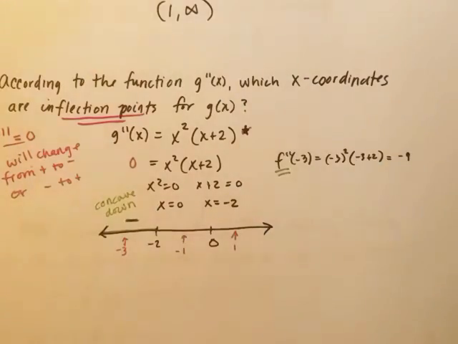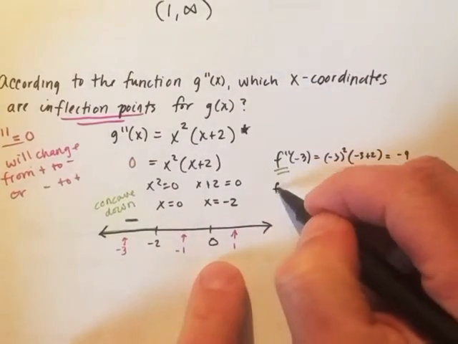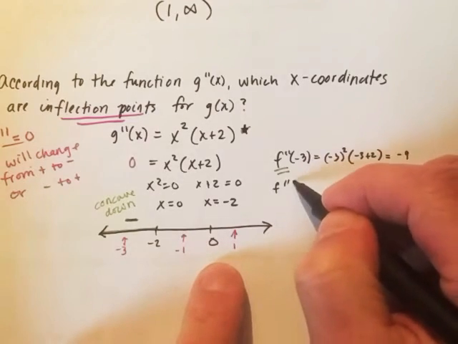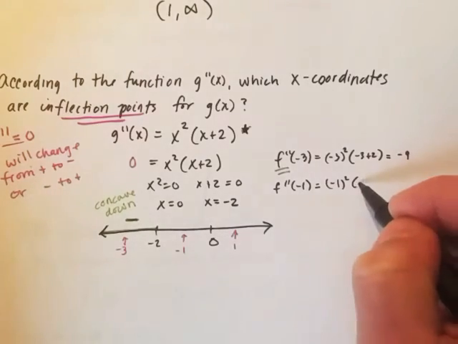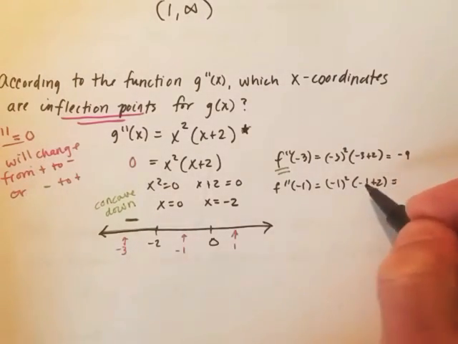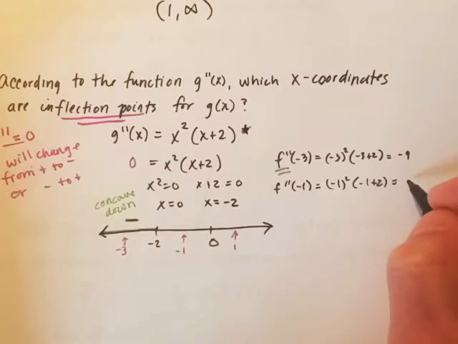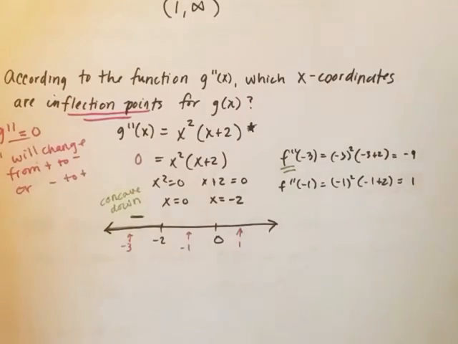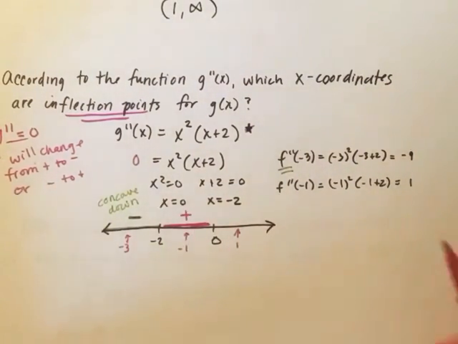All right, now we have to check in between -2 and 0 what's happening. So we're going to try -1, and we're going to do the same process where we plug it in. And that gives me a +1 times +1, which is just going to give me 1, which is a positive number. So that tells me that in this interval from -2 to 0, we're concave up.